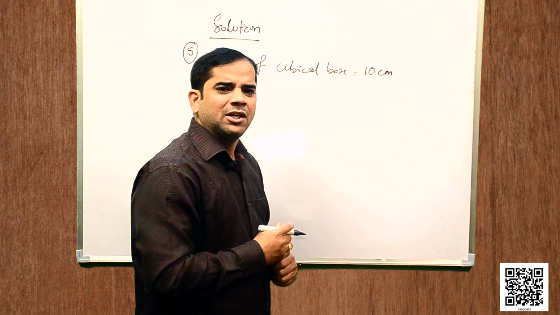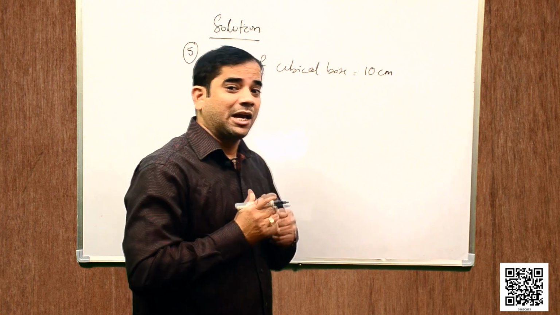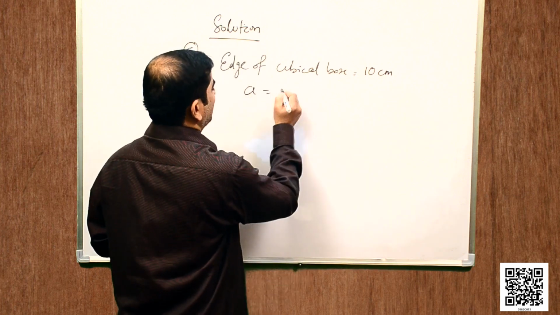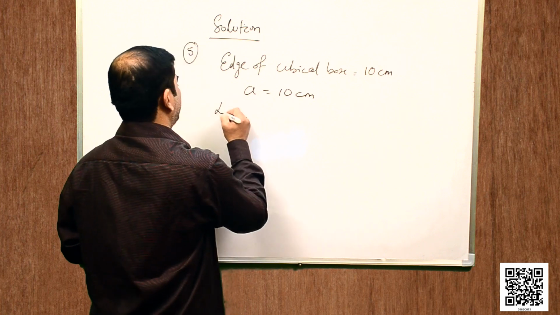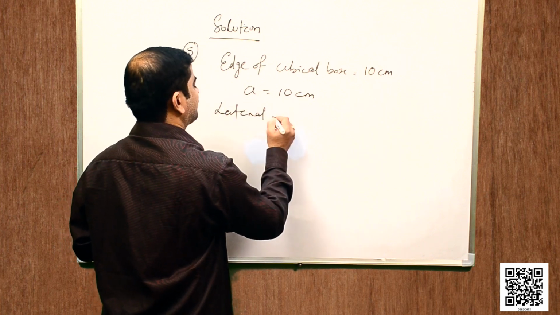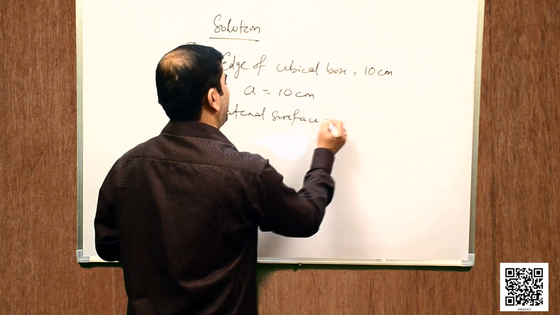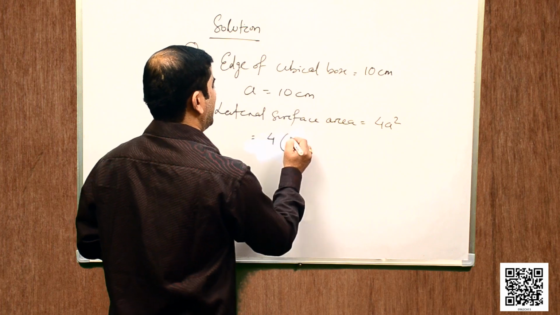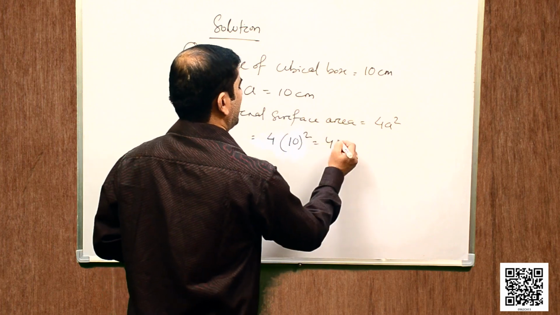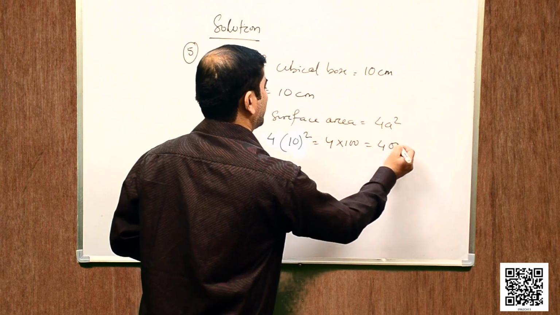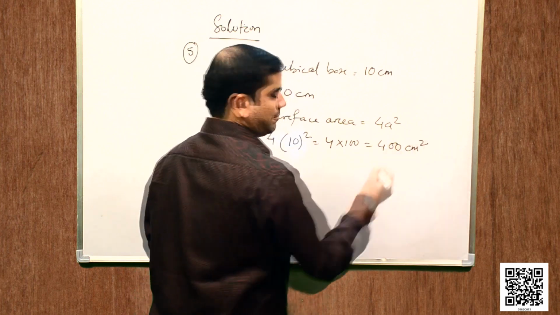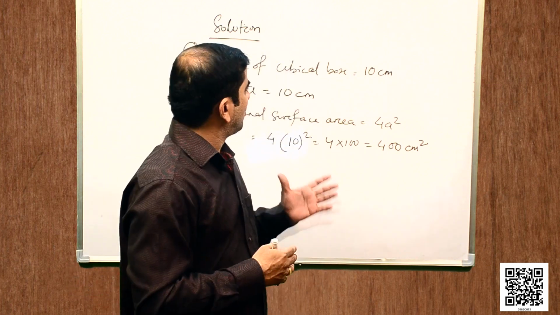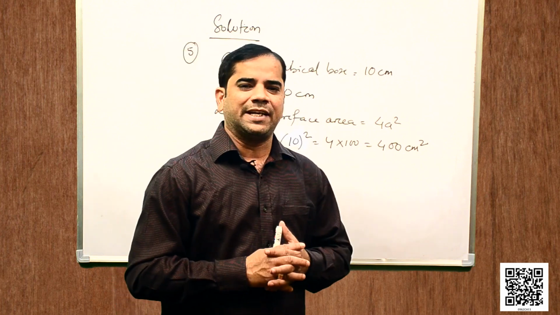Fine. It is given. So the lateral surface area of the cubical box, as you have already discussed, is 4a square. Here a is equal to 10 centimeter, so lateral surface area is equal to 4a square, that is 4 into 10 square, 4 into 100, or 400 centimeter square. So the lateral surface area of the cubical box is 400 centimeter square.